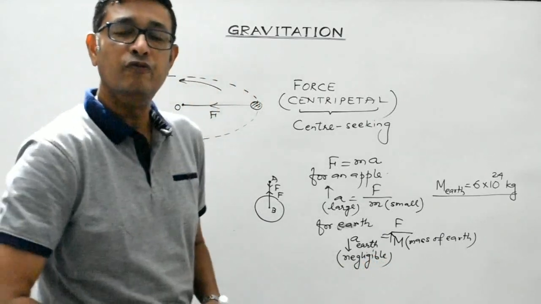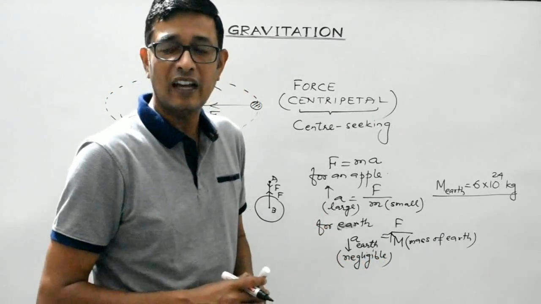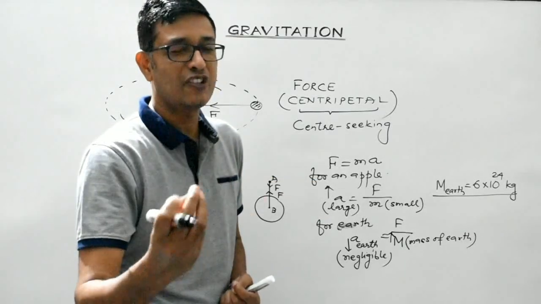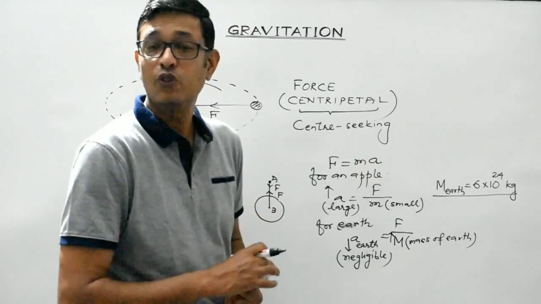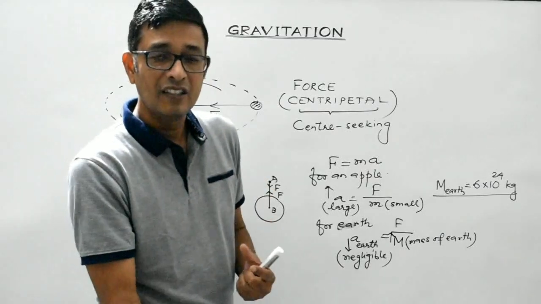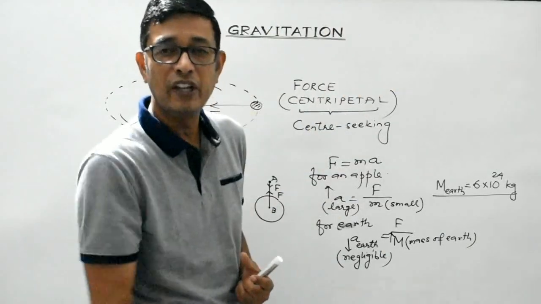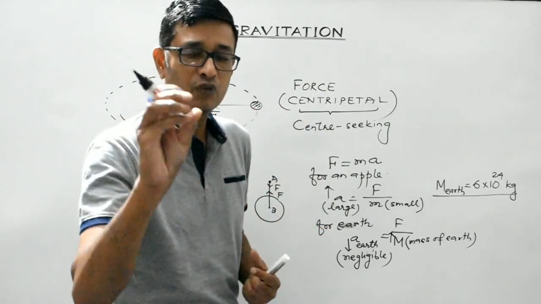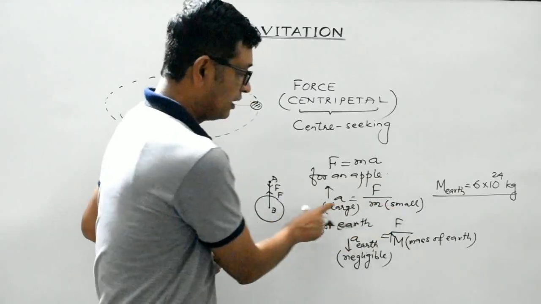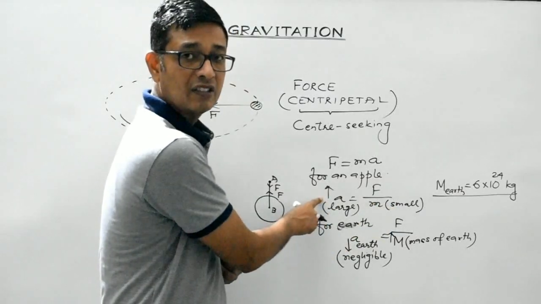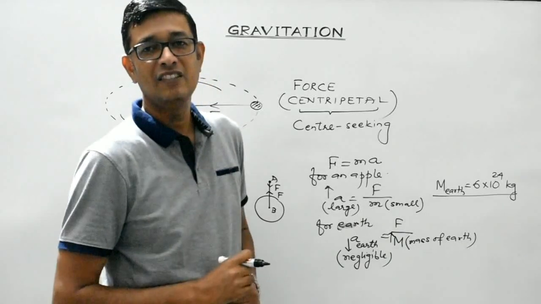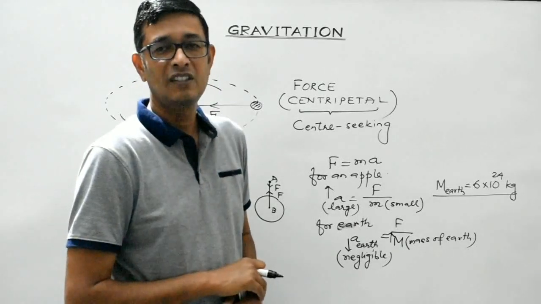So, due to the very large mass of the Earth as compared to the mass of an apple, a negligible acceleration is produced in the Earth. So, we don't see the Earth getting attracted or going towards the apple. Instead, because the mass of the apple is negligible, it experiences a very large acceleration, therefore we see the apple falling towards the Earth. So, this is the reason, students.